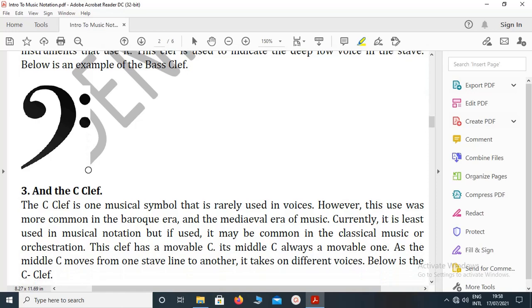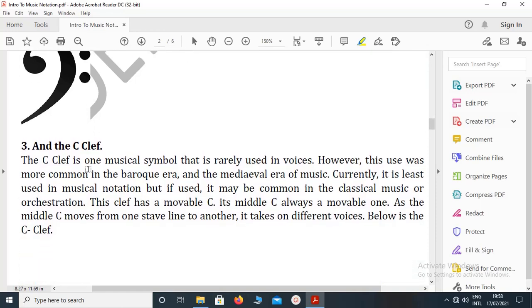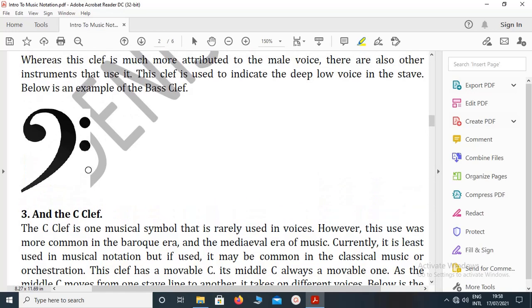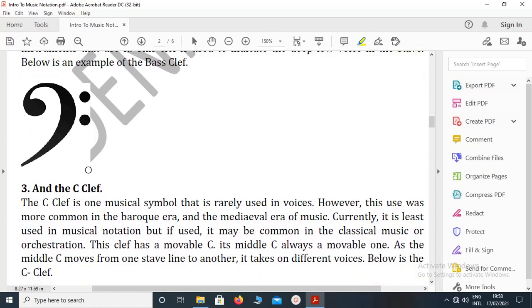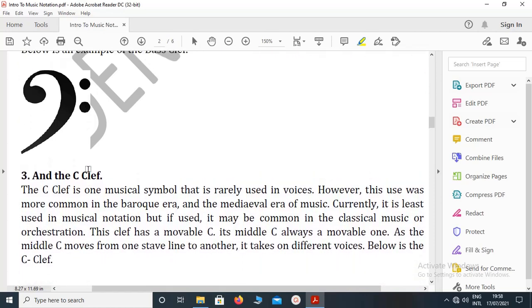Some of the instruments that use this: an example is a cello. We also use double bass. We use those heavy instruments, say maybe even a trombone. Those ones that look heavy, and when you feel like someone is singing, you wonder, whoa, that kind of thing. So we use this clef in music.